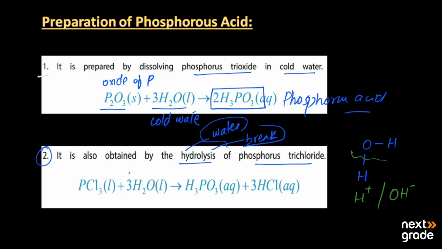When we add this to phosphorus trichloride, which is known as a halide of phosphorus, on hydrolysis with water it produces phosphorus acid, along with hydrochloric acid, HCl, an aqueous solution formed as a result of this process. So these two methods can be used for its preparation.